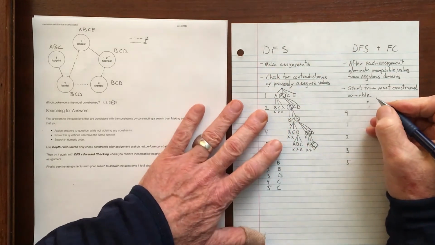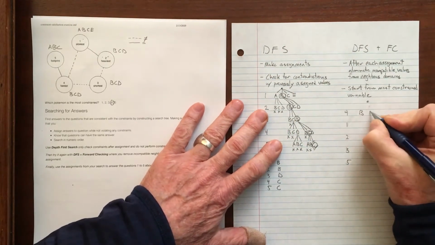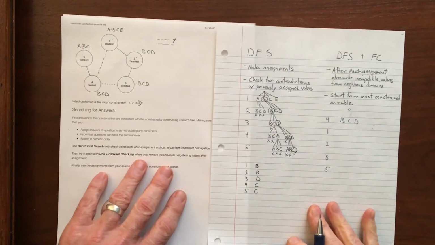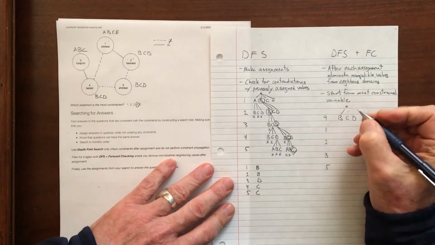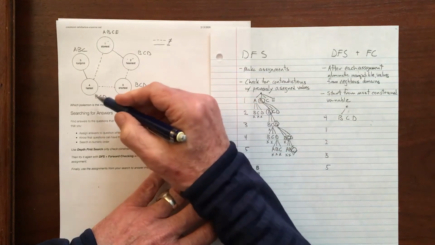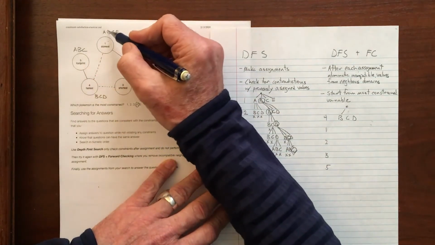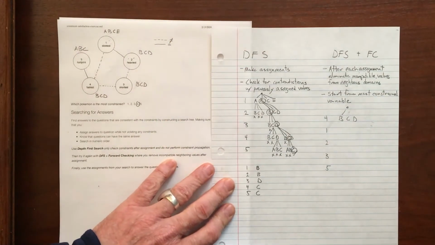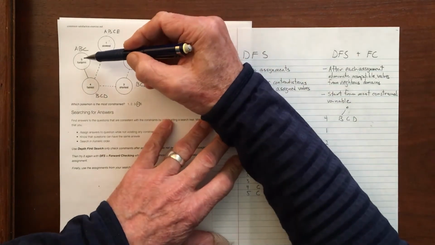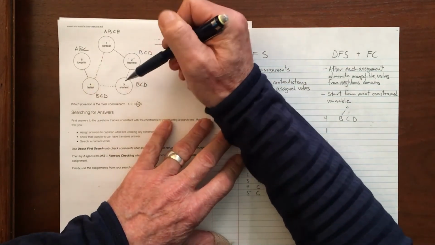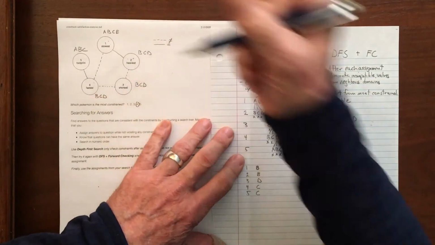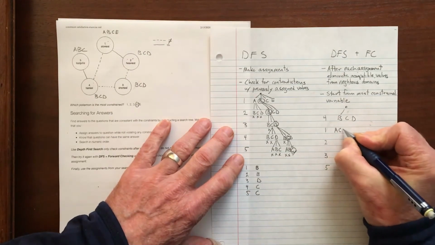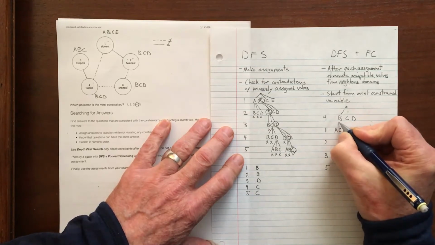So 4, we have B, C, and D. So let's pick B. And if we pick B, then we would have to eliminate it from here, and eliminate it from there, and eliminate it from here. Okay. So we've eliminated B because of forward checking from 5, 1, and 3, because they're all adjacent to node 4. All right, so now for 1, we have A, C, E. Well, let's try A.